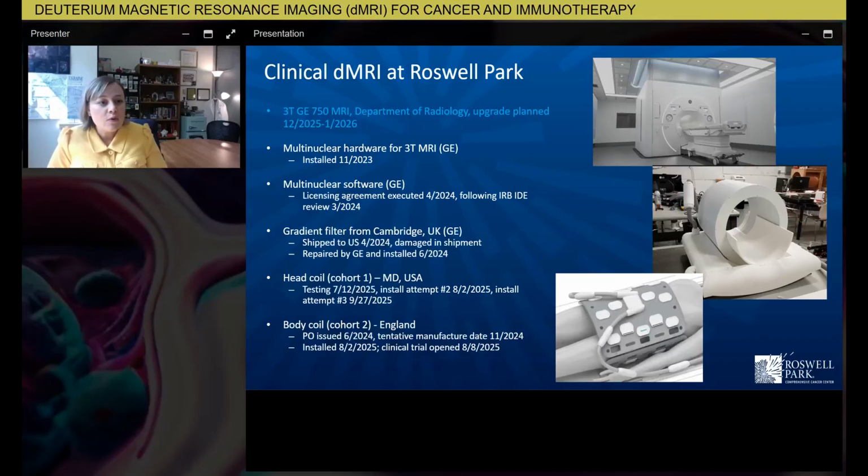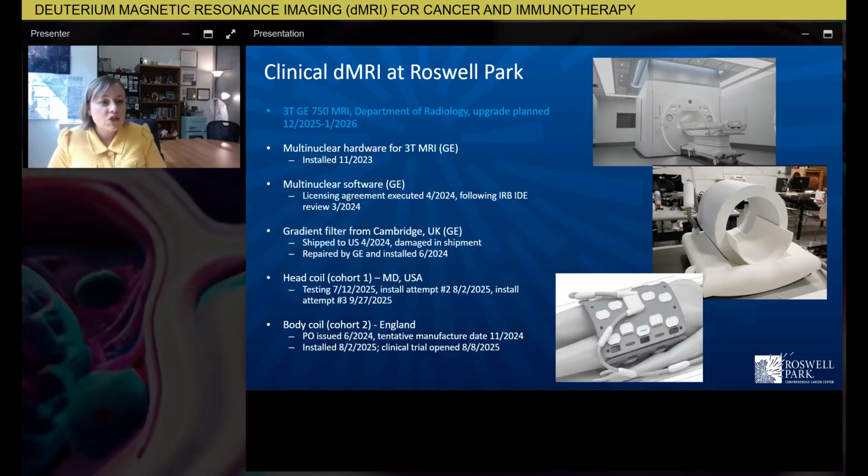So what I started with is a 3 Tesla GE MRI system in the Department of Radiology. And the things that you're seeing now listed in white are all the things I had to put together to make this MRI machine able to detect deuterium in patients. So I had to get a multinuclear hardware upgrade, multinuclear software, which was licensed to me through GE, a radiofrequency filter from collaborators in Cambridge, UK, and then the head coil and a body coil.